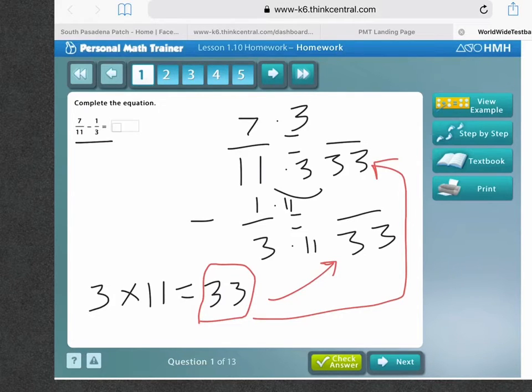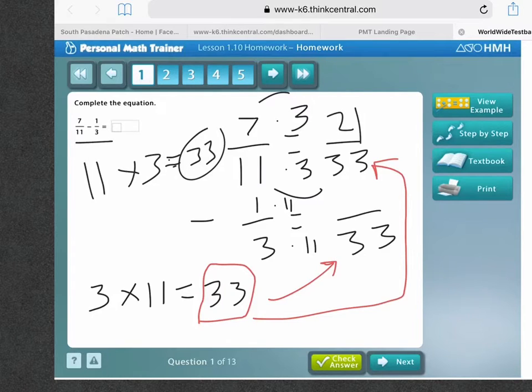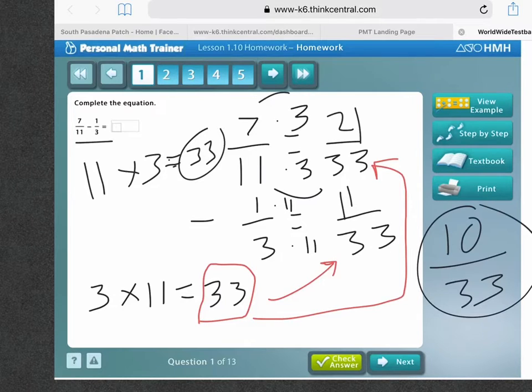Something to be aware of is anytime you want to find a common denominator, you can always multiply both denominators together, and that will give you an automatic like fraction. So in this case, multiplying 3 by 11 gives you 33, and then remember the double rainbow. What you do to the bottom, you do to the top. You end up with 21/33 minus 11/33. So that would give you a difference of 10/33.